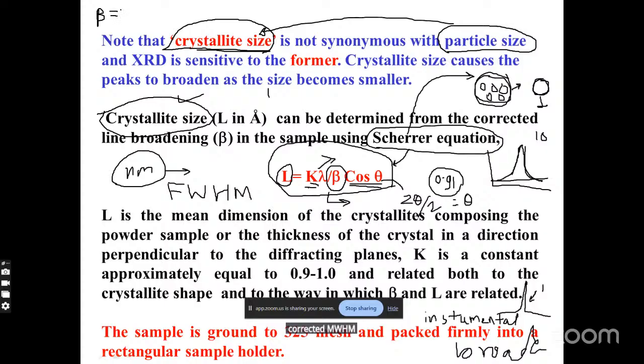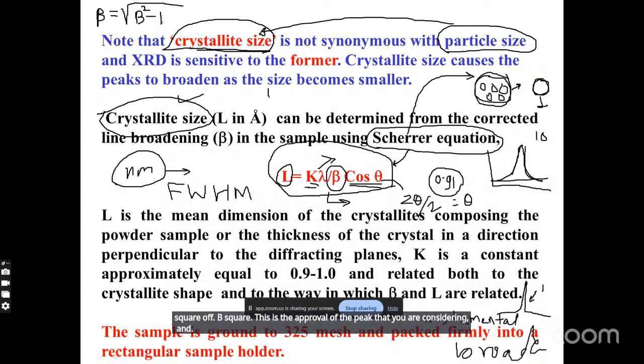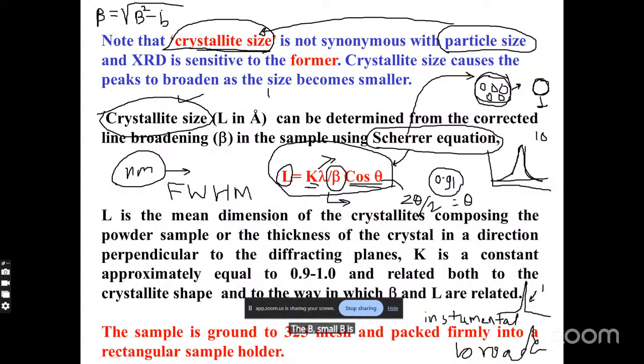So what is it? Beta is the square root of B squared minus b squared. Capital B is the FWHM of the peak that you are considering, and small b is the FWHM of standard silicon that you have to run on your instrument. You have to find out how much the broadening is for the silicon 111 peak.